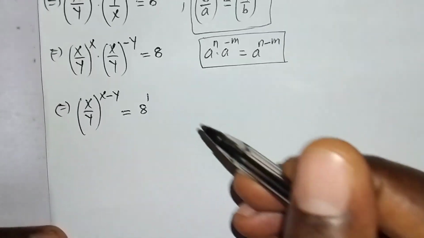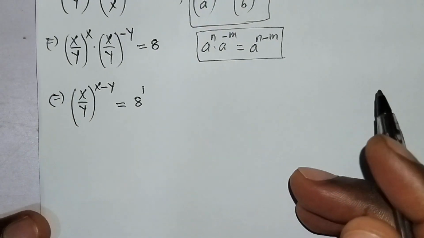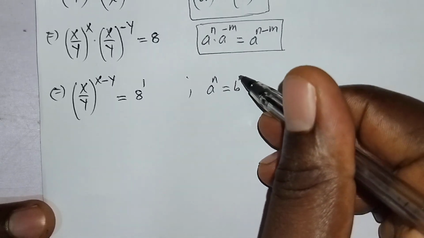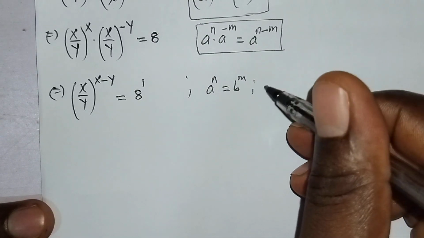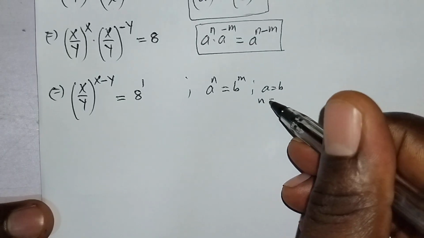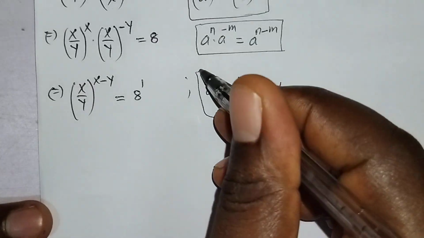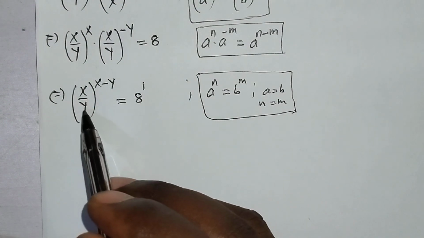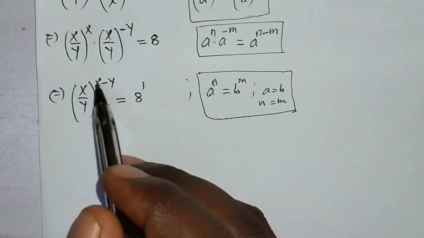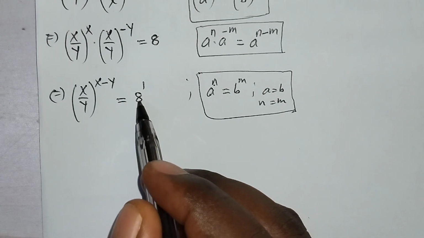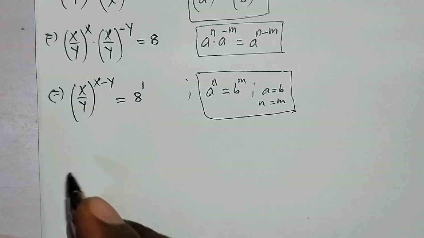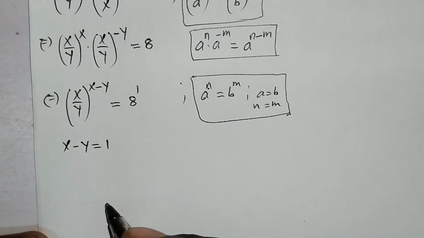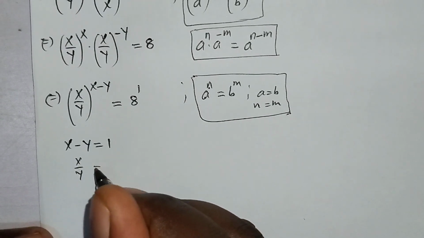That is 8 power 1, no problem. And when you have a power n equal to b power m, this means that a is equal to b and n is equal to m. So our a is x over y and n is x minus y. Here b is 8 and m is 1. So x minus y is equal to 1 and x over y is equal to 8.